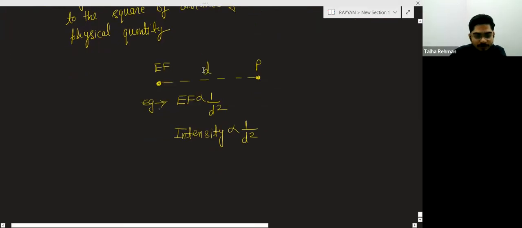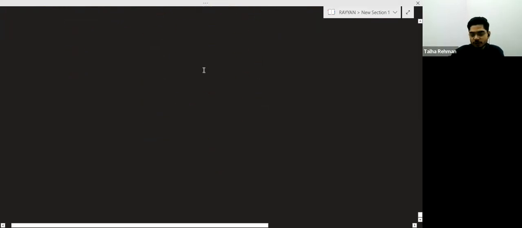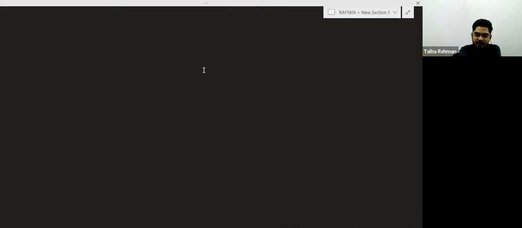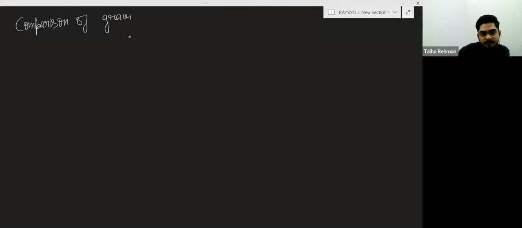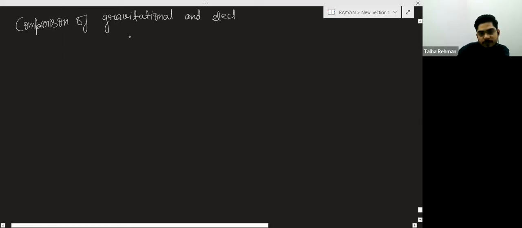Now we will compare the gravitational force and the electric force. Do you have any idea which force will be greater, electric or gravitational force? Gravitational. Okay, so we will see which force will be greater. You are saying gravitational force. So now we will compare the gravitational and electric force.